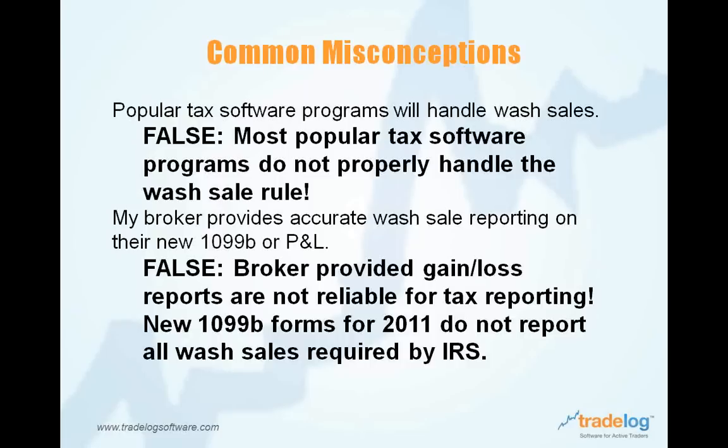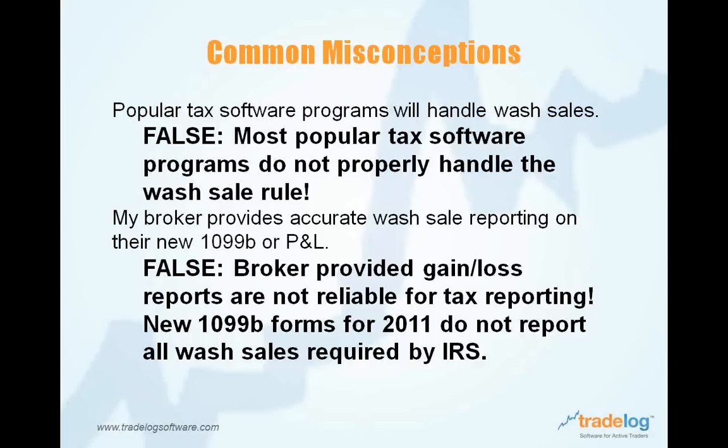Another common misconception, our second one here: my broker provides accurate wash sale reporting on their new 1099-B or on the P&L. That is false as well. Broker-provided P&Ls or gain and loss reports are usually not reliable for tax reporting. In fact, we know of one major broker whose reports oftentimes disallow wash sales completely. So it might see where a wash sale occurs and it might disallow the loss, but it doesn't actually move it into the purchase that you made that triggered it. So what results is you may lose all of the losses for the entire year.